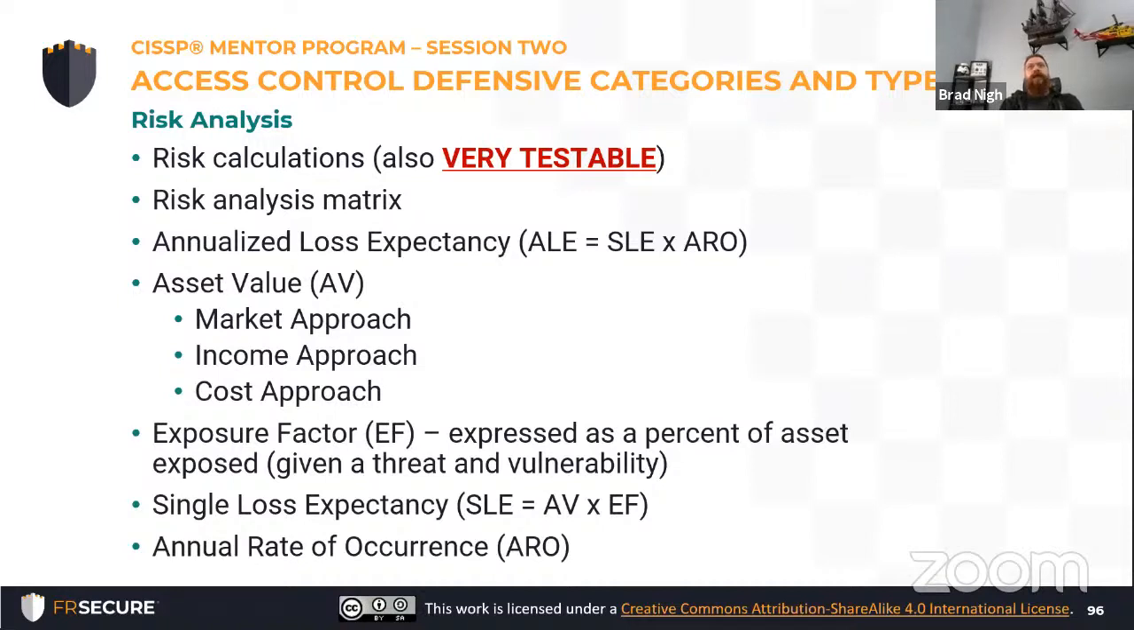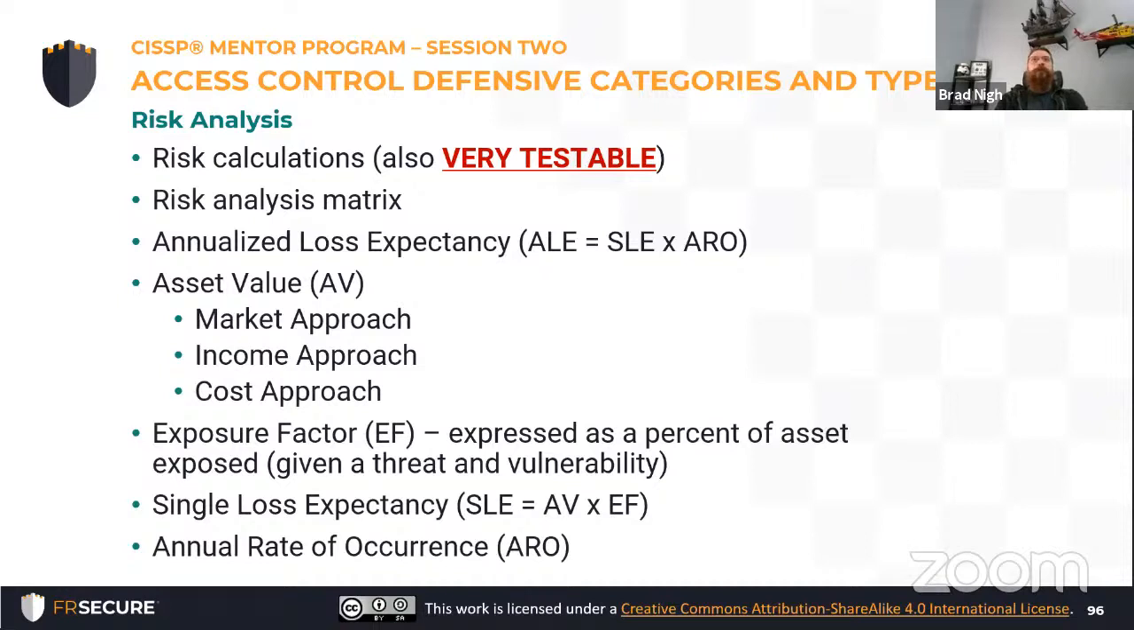Okay, so now what's my annualized loss expectancy? Well, it's $1,000 times how many times a year is that going to happen? How many times a year does a laptop get lost or stolen or destroyed? 5. Okay, so your annualized loss expectancy is $5,000. So you need to know this. You're going to have to know those formulas.